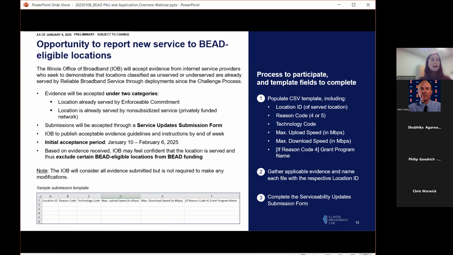You can expect guidelines to be published by the end of this week, and we're planning to have an acceptance period between January 10th and February 6th. We'll likely do this a couple times over the next several months. We don't want to put additional pressure or asks on providers who are preparing their BEAD applications. So please know this is totally optional, and we will very likely have a couple of different windows to accept this information.